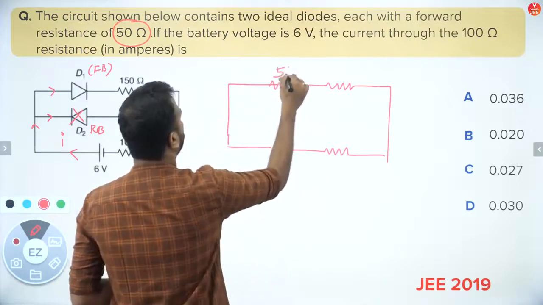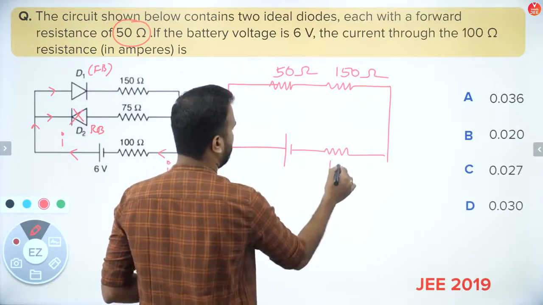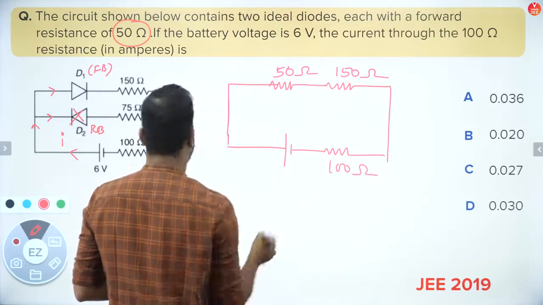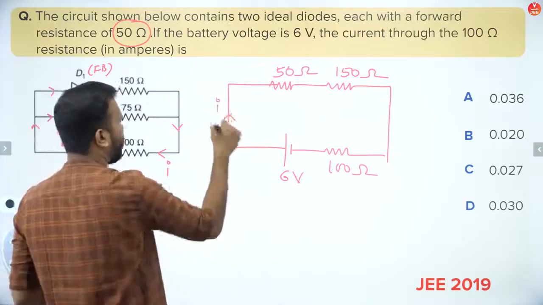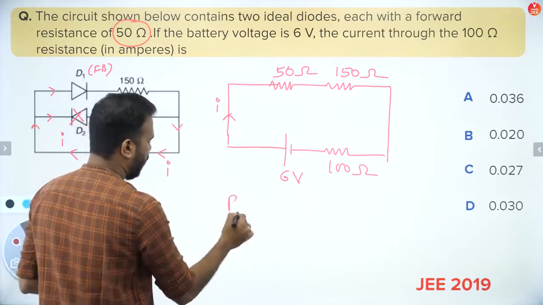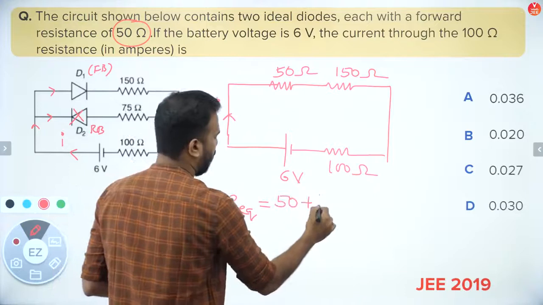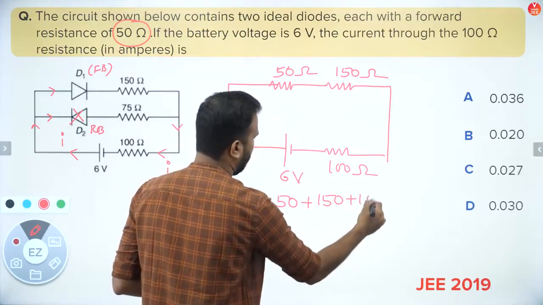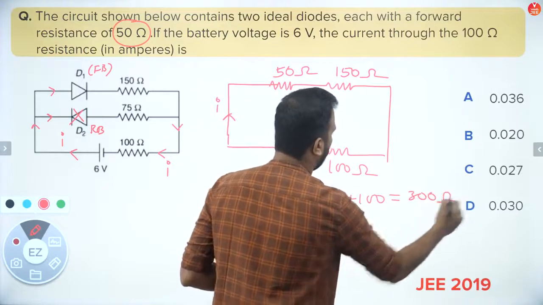So guys, this is 50 ohms, this is 150 ohms, and this is 100 ohms. And the battery potential is 6 volts. We have to find out the value of the current which is starting from the battery and reaching the 100 ohms as well. If we find out the value of our equivalent resistance, you can see that it will be 50 plus 150 plus 100, because it is a series connection for all of them. That means 300 ohms is the resistance.